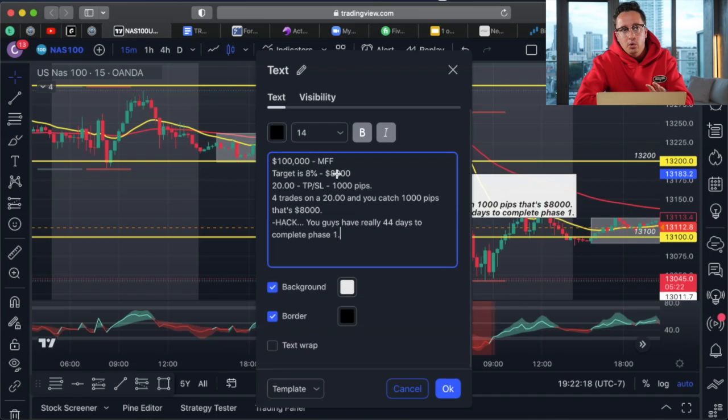So if I go and get a challenge and I'm on phase 1, they give you a 14-day extension if you're over 5% of the profit target. So if I need to make $8,000 and I'm up $4,000 plus after the 30 days, they'll give me a 14-day extension. But realistically, you guys have 44 days to complete phase 1. So it's not hard for you to catch 4 high-quality trades for 1,000 pips on NAS100.